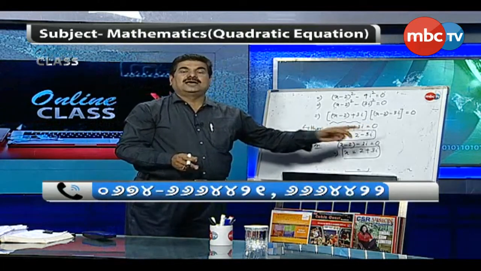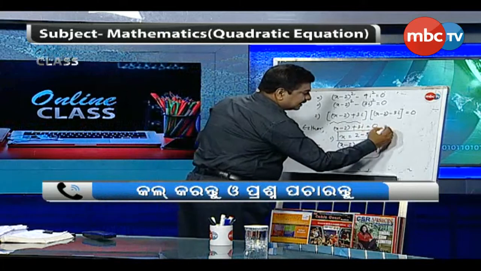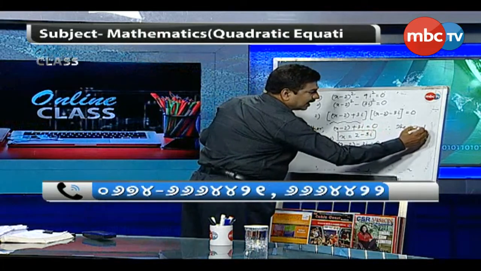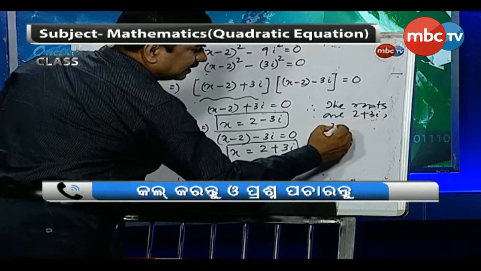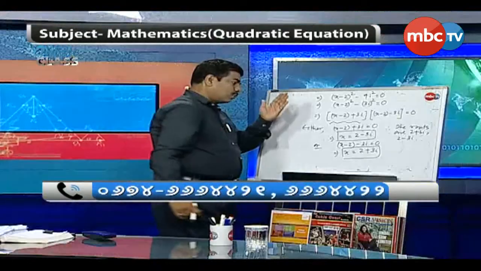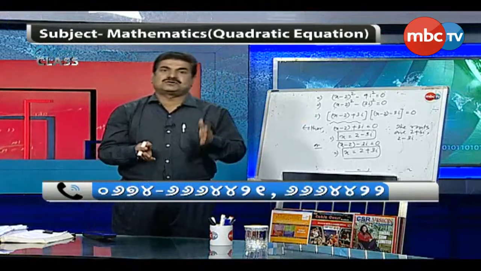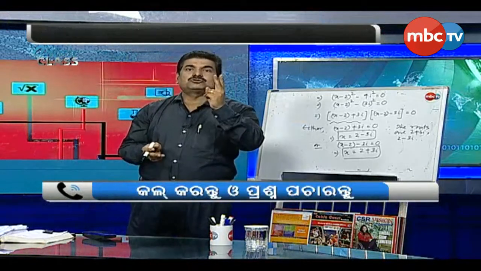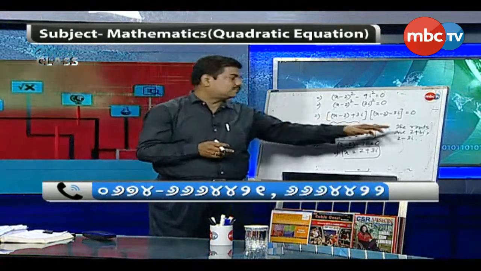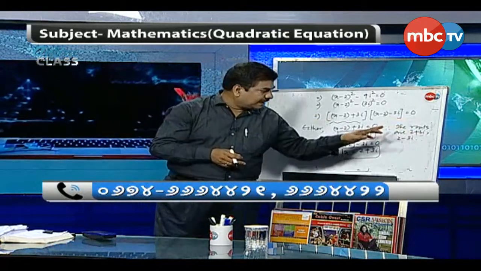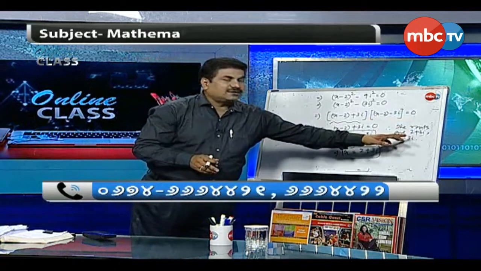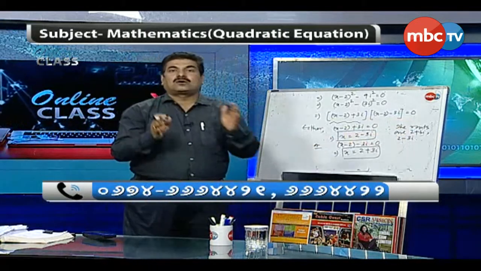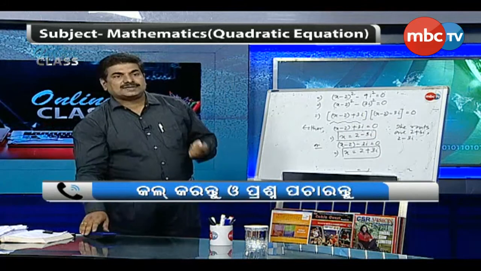2 minus 3i. That means here the roots are 2 plus 3i and 2 minus 3i. So automatically this is a quadratic equation. So it has 2 roots, dear, and those 2 roots are one is 2 plus 3i and the other one is 2 minus 3i. Therefore, these two are conjugates of a complex number.